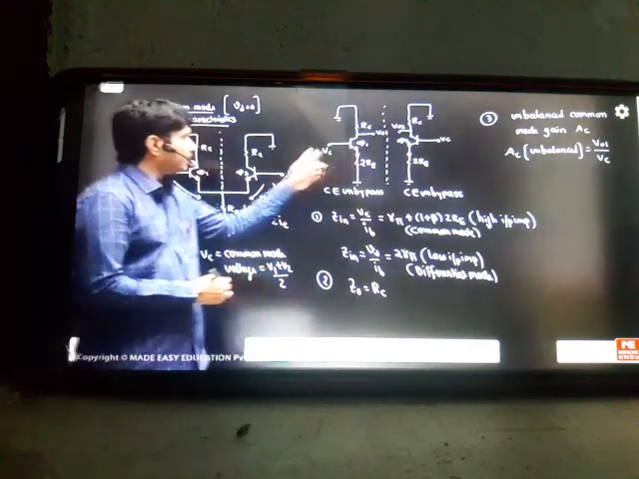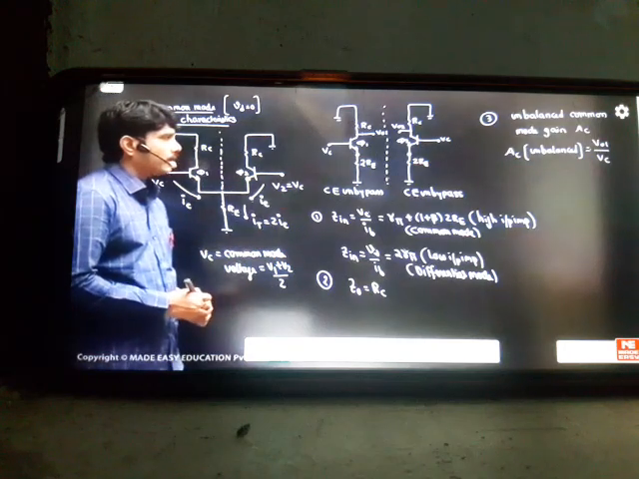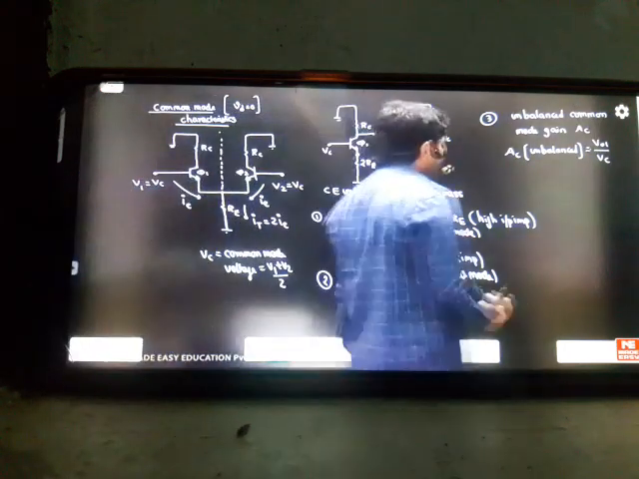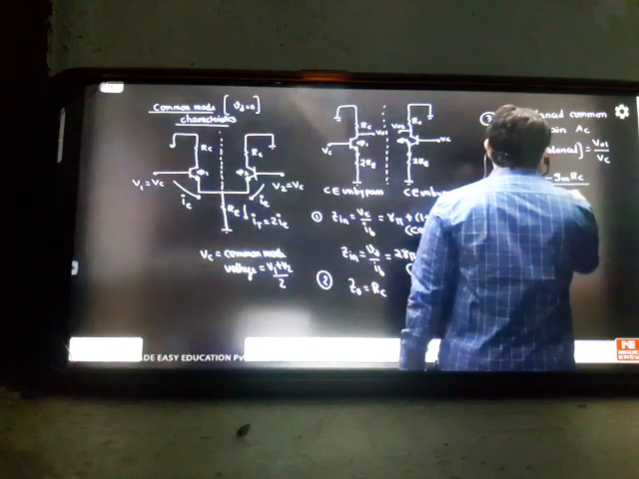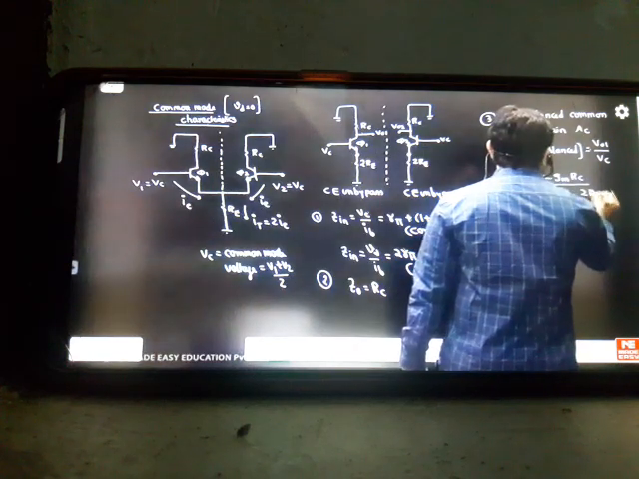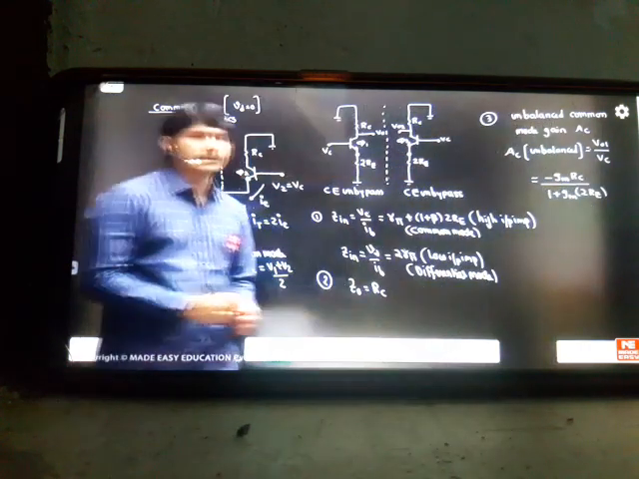So if you solve V01 by Vc for one transistor, the unbalanced gain will come. Directly write the answer for this transistor. So the answer will be, it's the unbypassed formula: minus Gm into Rc divided by 1 plus Gm into 2 times of Re. So smoothly I completed the common mode unbalanced gain in the class.